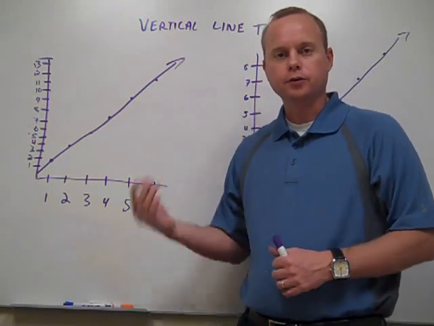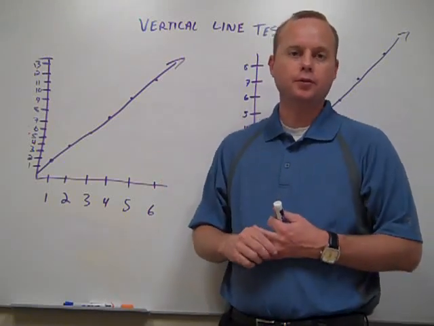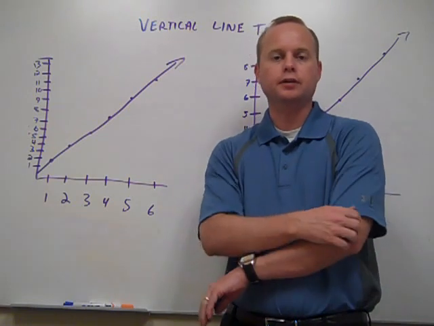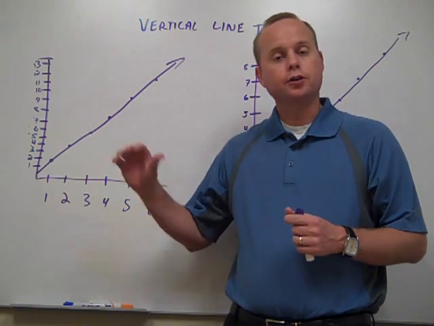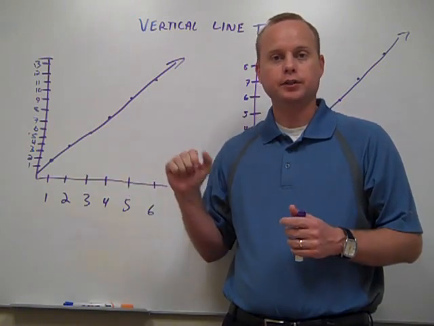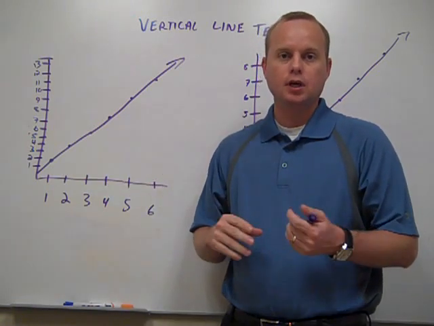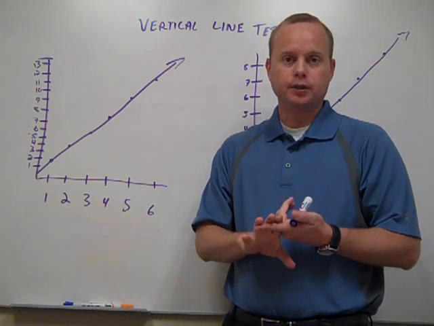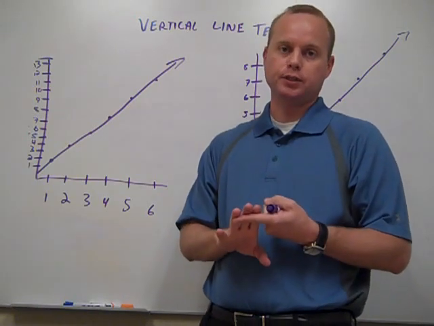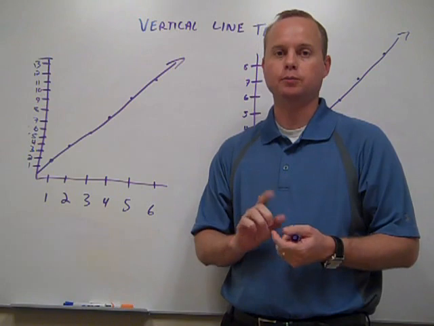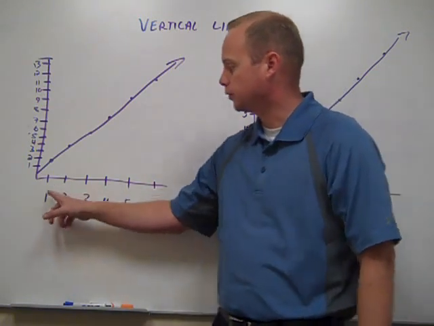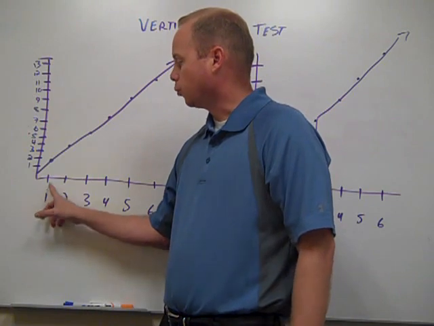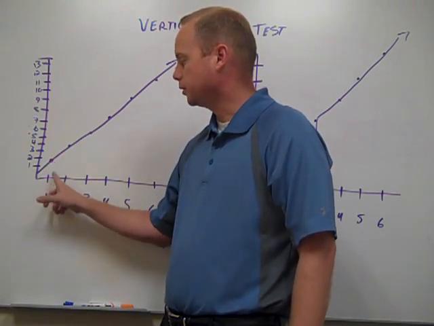Okay, I want to talk about the vertical line test, and this is another way that we can tell if we have a function or not. If you see a graph of something, we can determine right away just from the graph whether it's a function. Remember, for a function, for every one input, there must be one output exactly.